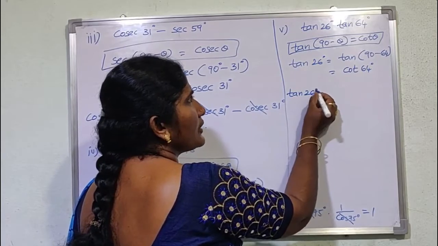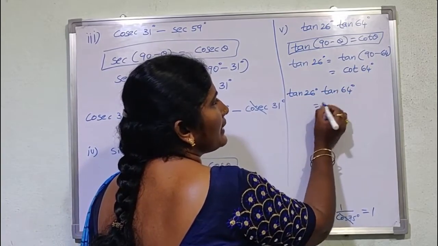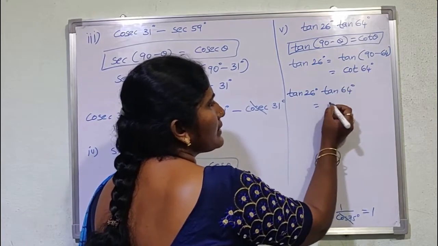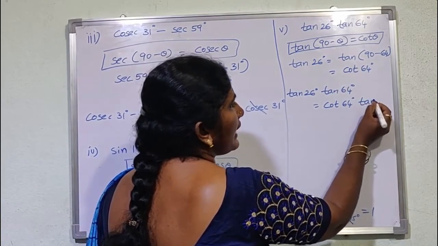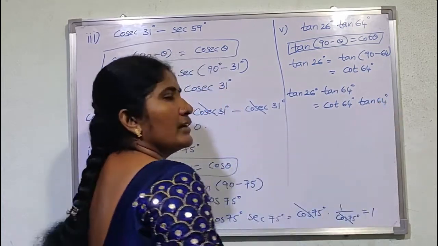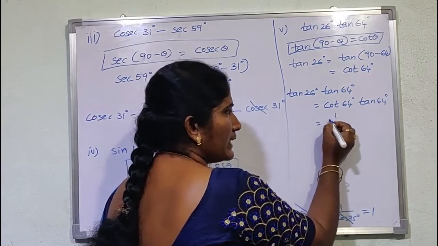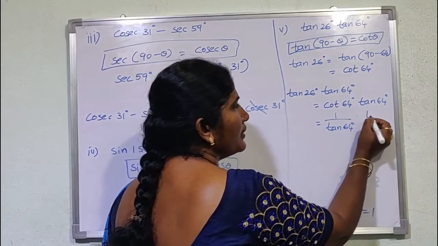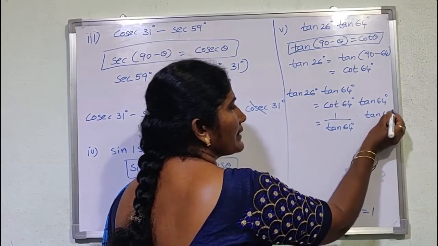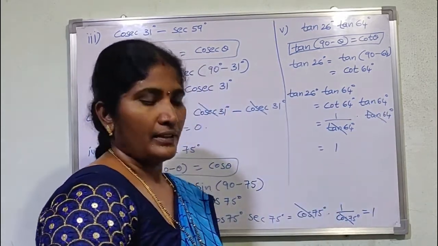What is the question? Tan 26 into tan 64 is equal to, instead of tan 26, substitute cot 64 degrees into tan 64 degrees. Here also cot and tan are reciprocals. Cot can be written as 1 by tan 64 degrees into tan 64 degrees. Tan 64 gets cancelled. Answer is 1.